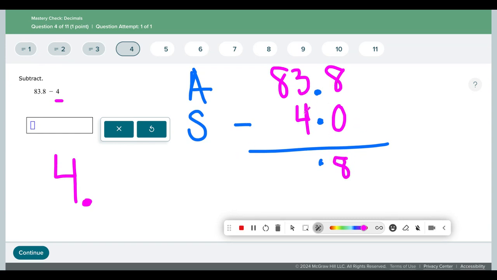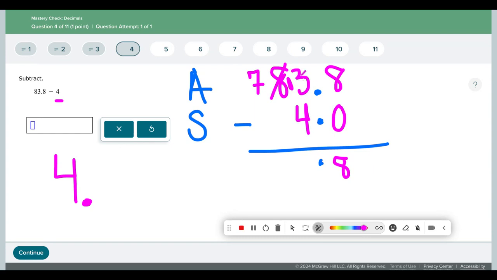Now, if I go next door, if I have 3, someone can't take 4 away from me. I don't even have enough. So I'm going to go next door and borrow. When I borrow from that tens column, it goes down 1, right? And now it's going to go and sit next to my 3, okay? So this is from my tens column. I borrowed 1 from it, and it's coming right next door.